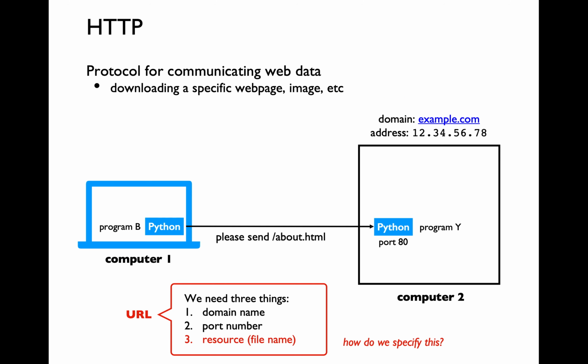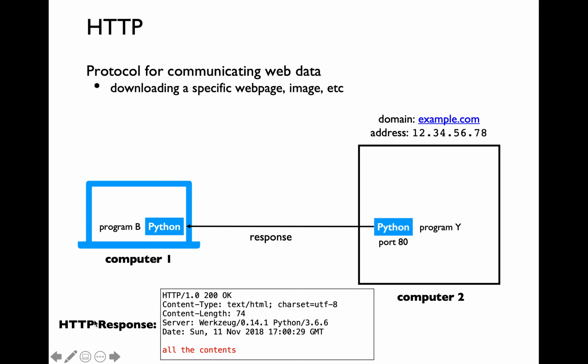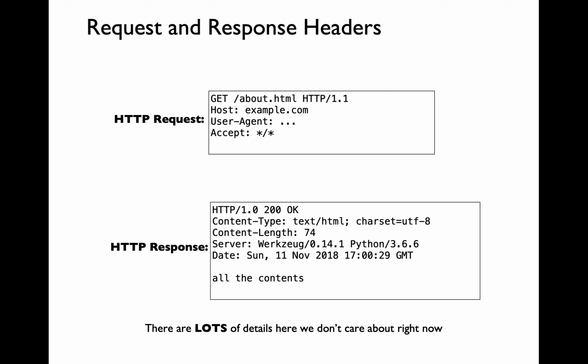Let's talk about how to specify the file name or the remote resource that we want to download onto our local client computer. Here is an example of a HTTP request. We are saying that we want to get this particular remote resource, which is going to be /about.html. Here is the example of HTTP response that you would get from the remote server when you send that particular request. Let's look at the details of HTTP request and HTTP response over here.